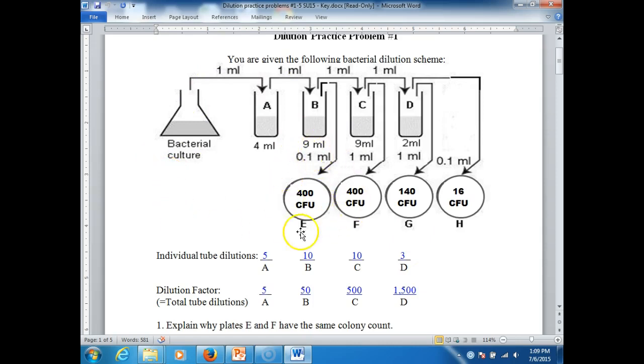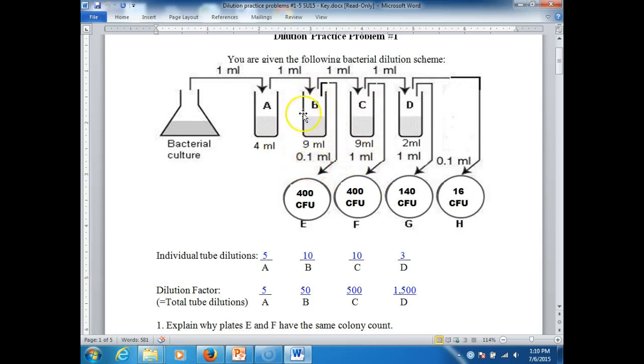Now, when you look at these two plates, E and F, they end up having the same colony count. Well, you're like, well, they came from 2 different tubes. B is diluted 50 times and C is diluted 500 times. How can they be the same? Because the volume you take out of each tube is very important as well. And so you'll notice that for tube C, they took an entire mil out. But for tube B, they only took 1/10 of a mil.